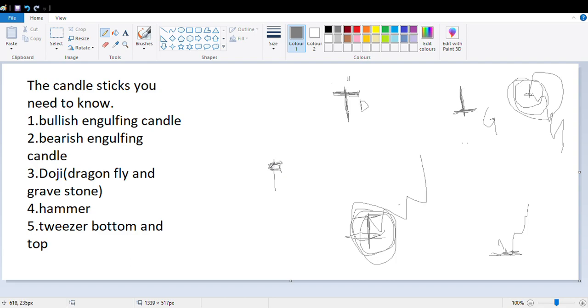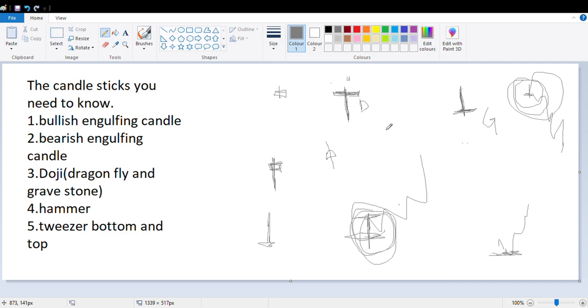So we also have two types of hammer. We have the inverse hammer. So the same thing as the dragonfly and the gravestone doji, the dragonfly has the opposite way, and the same way the hammer too has an inverse hammer. So when you see the hammer at the support zone, you buy, and when you see the inverse hammer at the resistance zone, then you sell. That's as simple as that.